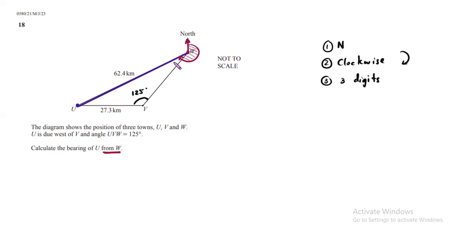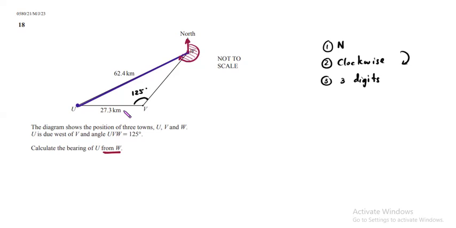Now, for me to do this question, first, according to this diagram that is given to us, I know this side is 62.4, this is 125 degrees, and this side is given to us as 27.3 kilometers. So in this question, I will have to make use of the sine rule.